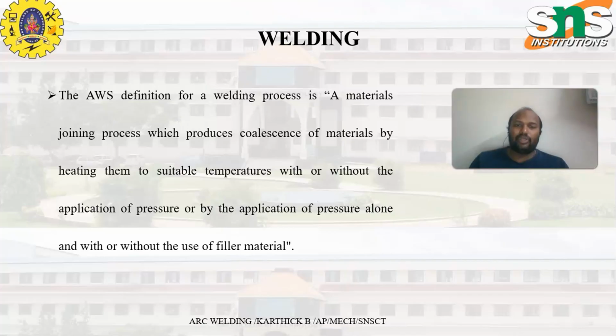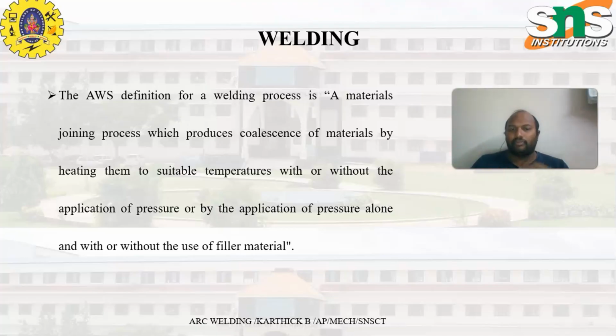The second point is with or without application of pressure. In some welding processes, pressure is applied in order to make the weld. For example, in friction welding, some pressure is applied. In MIAB welding, magnetically impelled arc butt welding, pressure is applied on the faying surfaces so that the welding takes place.